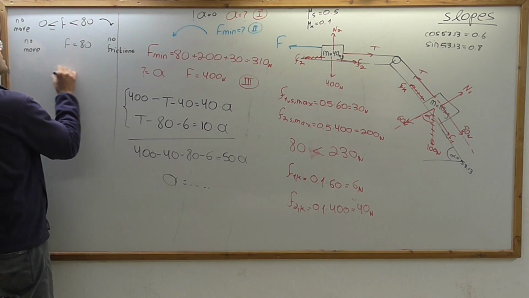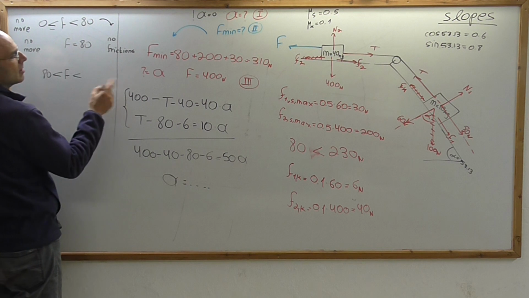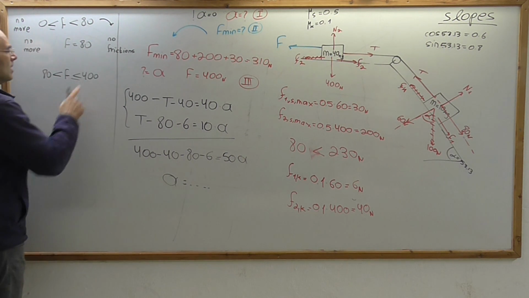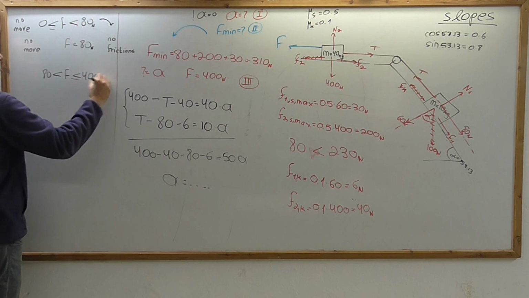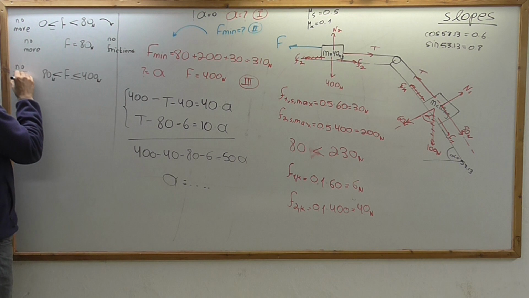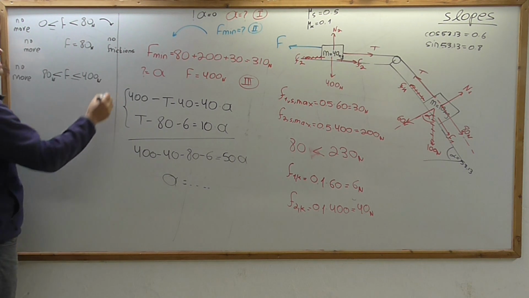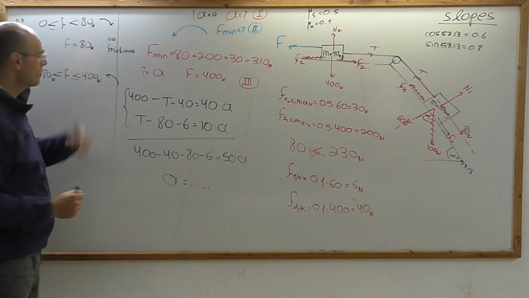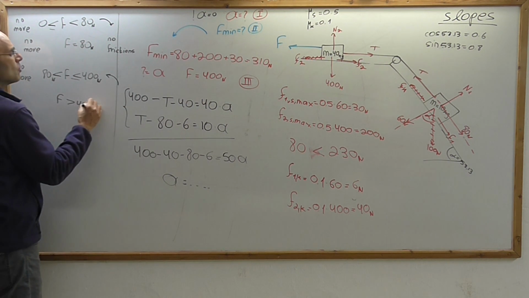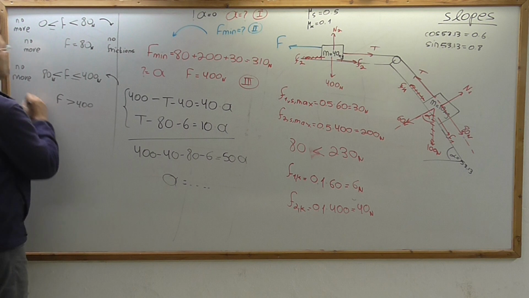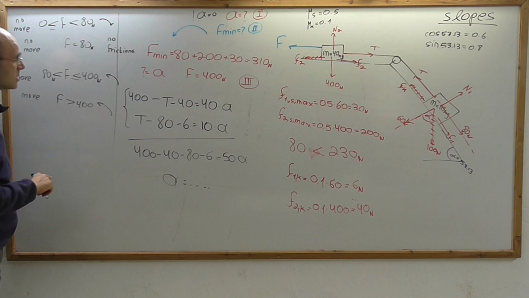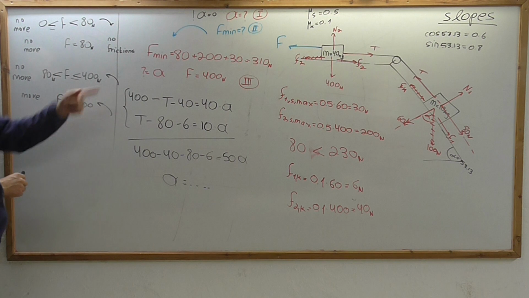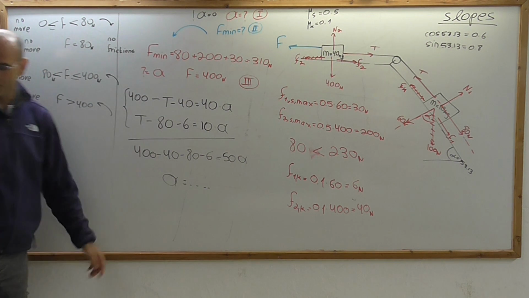What happens if F is between 80 and 400? If F is between these two, obviously, again, there will be no movement, but the tendency will be that way. And when F is bigger than 400, it will accelerate, it will move. Which way? That way. And the friction forces will be kinetic. Okay, this is the summary of what's going to happen to this system.